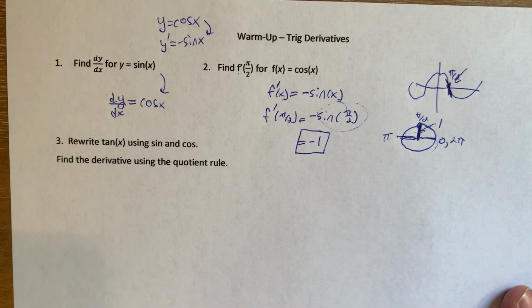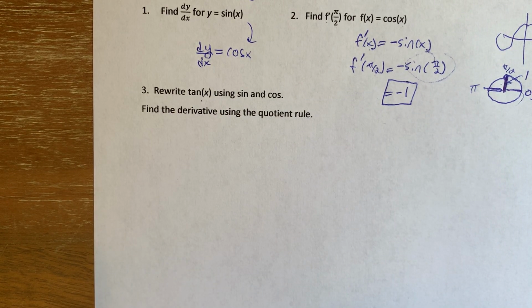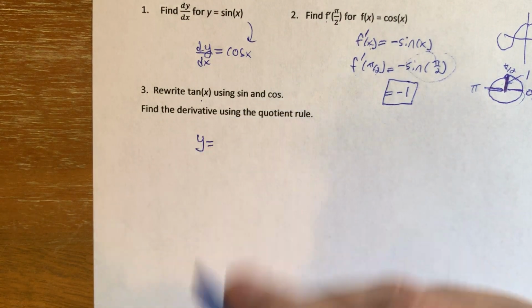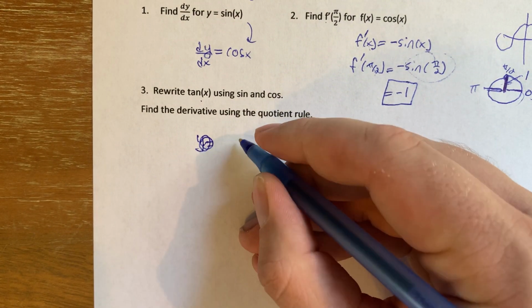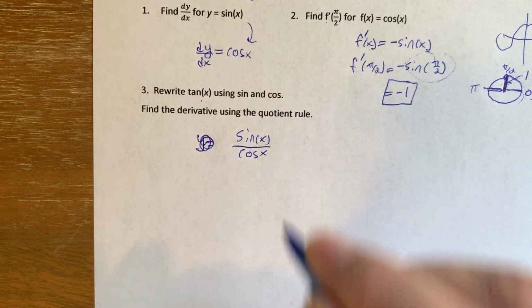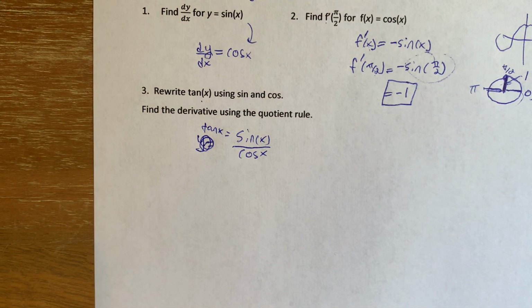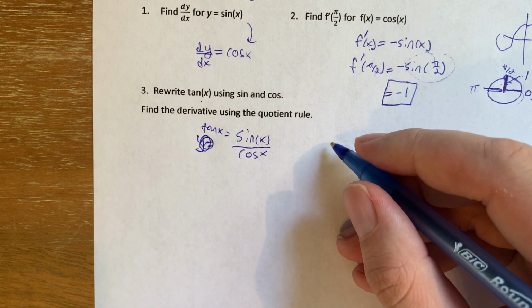Okay. So rewrite tangent of x using sine and cosine. And hopefully we're all able to do that. But if not, oh wait, there's no y equals. So tangent of x is sine of x over cosine of x. That's definitional. I guess I should say tangent of x is equal to that. And so what is the derivative of tangent of x?